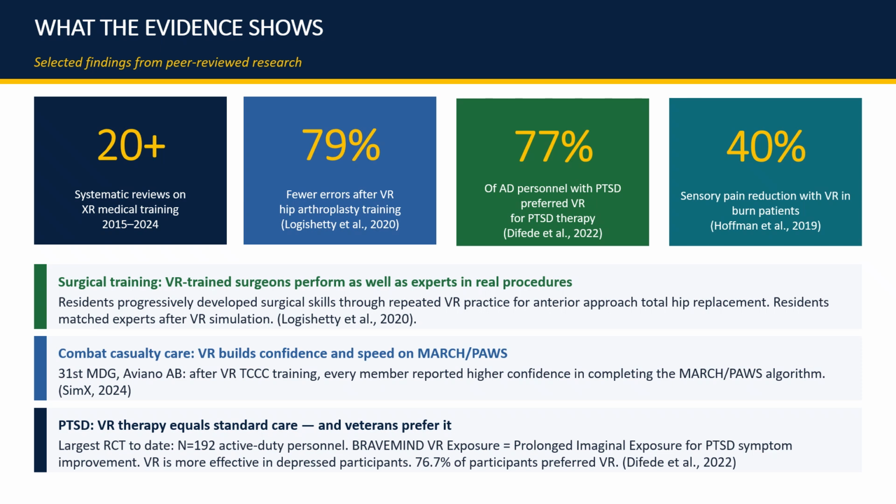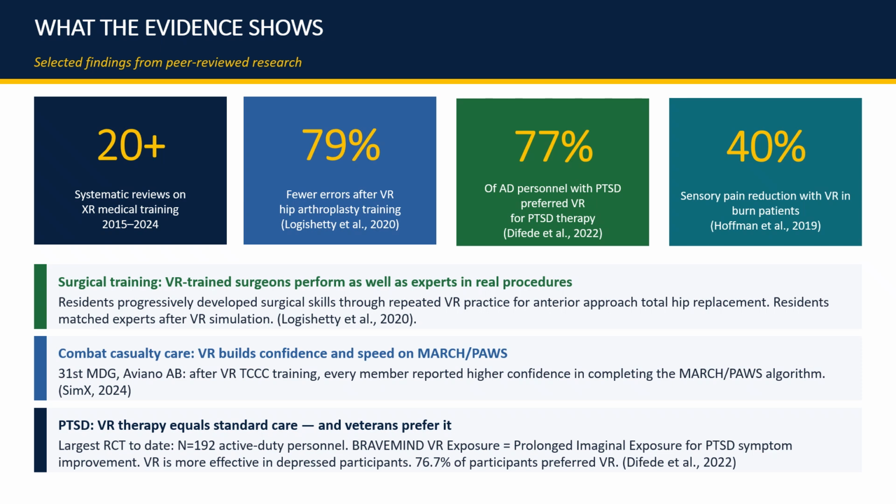Now let's look at what the evidence shows. To date, there have been over 20 systematic reviews. This represents a mature evidence base and not just a handful of pilot studies. In regards to surgical training, VR-trained surgeons had 79% fewer errors after repeated VR practice for an anterior approach to total hip replacement. Additionally, they found that after the conclusion of the study, residents matched experts' performance after mastery of the VR curriculum.